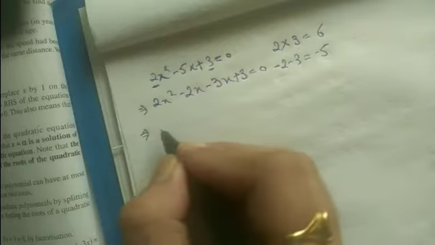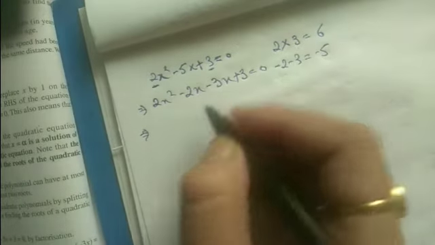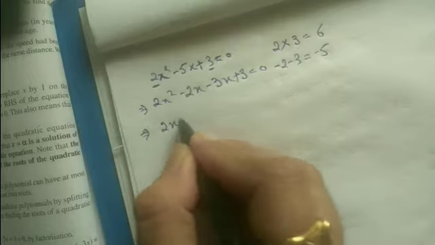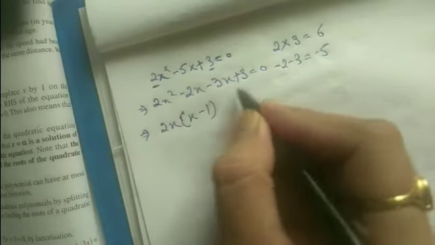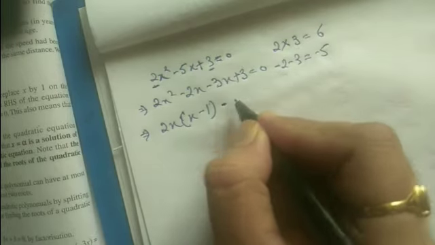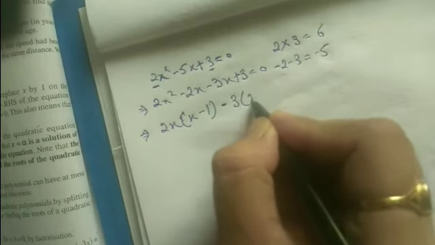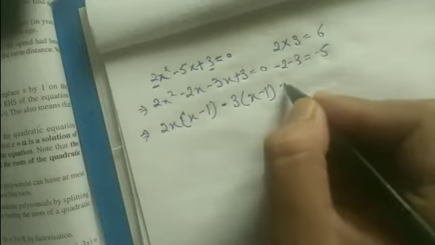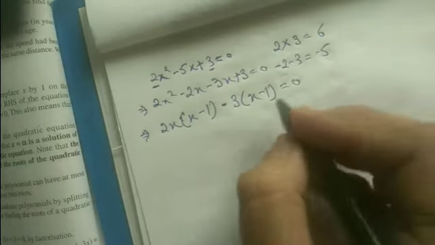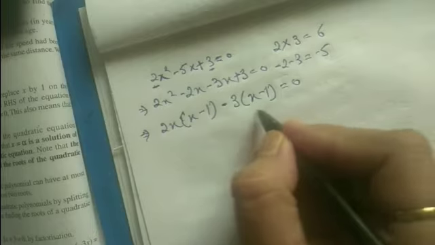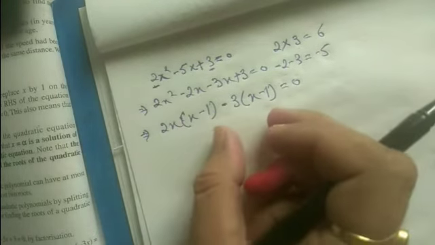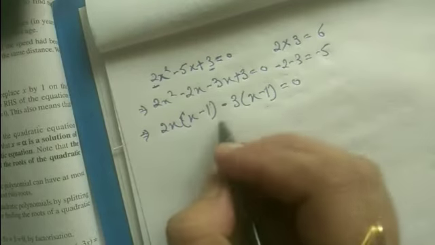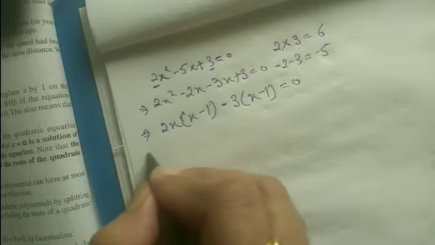Now what is the next step? The next step is we have to take the common factor from the first and the second term. So the common factor here is 2x, and the remaining terms are x and 1. Then from here we take minus 3 as common, so we have x minus 1. Now we have to keep in mind that the terms in the bracket should be the same. If they are not the same, something is wrong somewhere. Take care of the sign also, they should have the same sign.